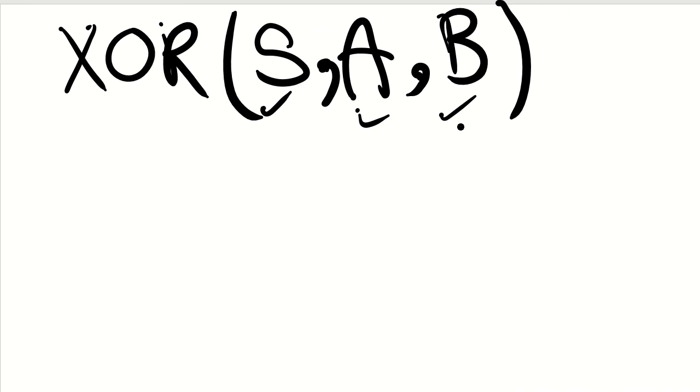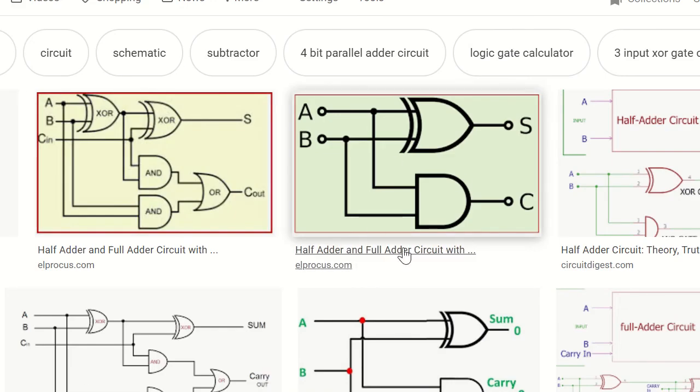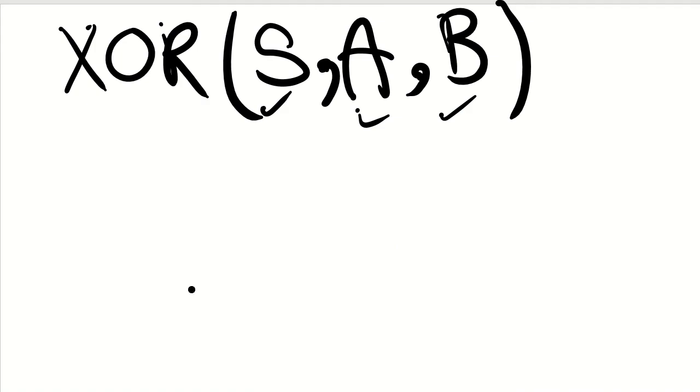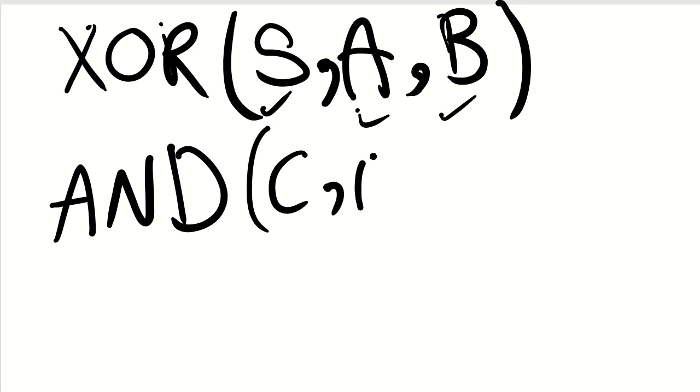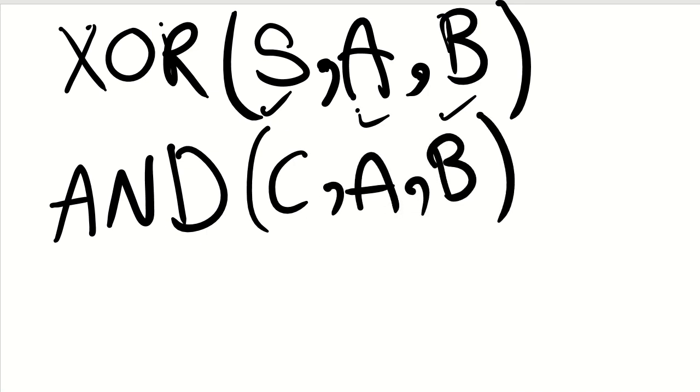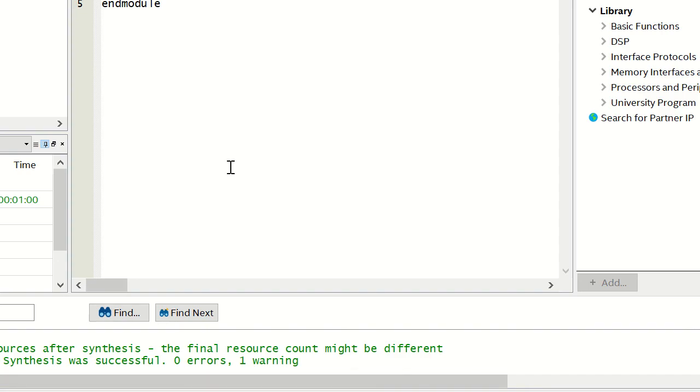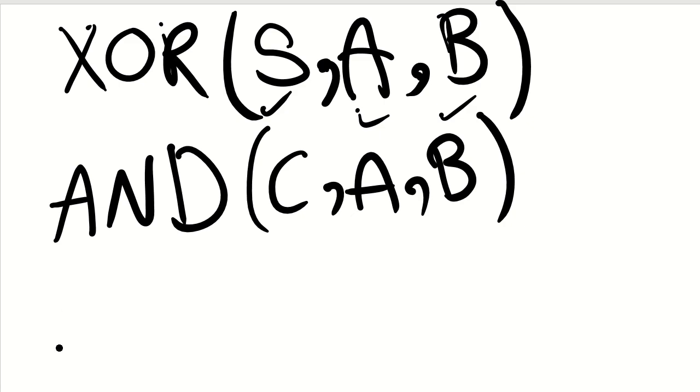Okay? And then, what about the next one? You have an AND gate. A and B are inputs, C is output. So you say AND C, A and B. That's it. So you type all of it here, and once you're done, you should end it with the keyword end module.